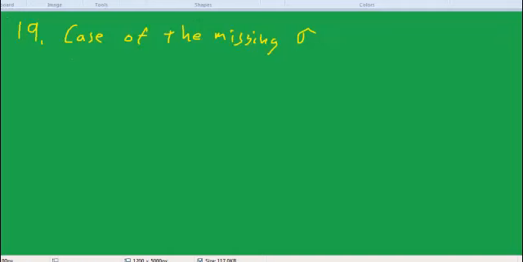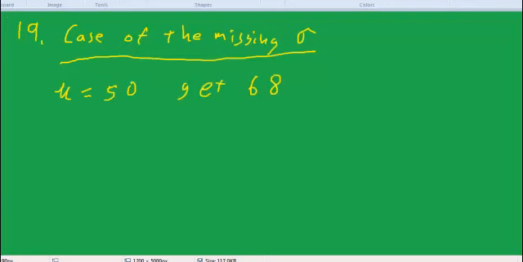We're on to lesson 19, which is working with the normal distribution. I call it the case of the missing sigma. So suppose you get back a score on a standardized test where you know that the mean is equal to 50 and you get 68, and you'd like to know what percentile it is.